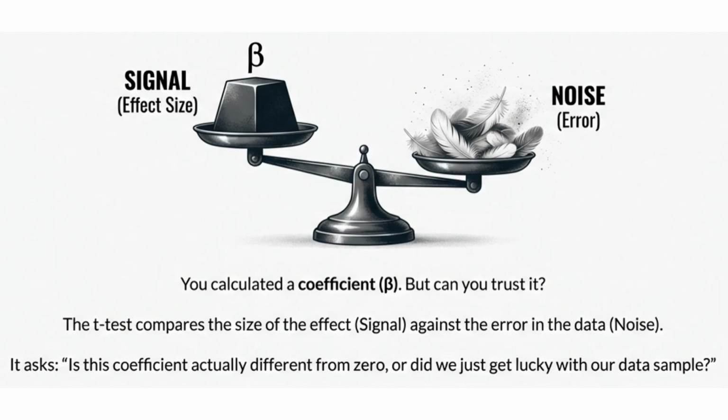The t-test compares two things, the signal and the noise. The signal is the estimated coefficient. The noise is the uncertainty in that estimate, which we measure using the standard error.